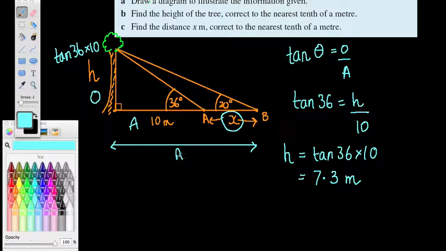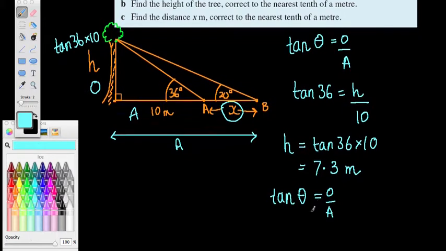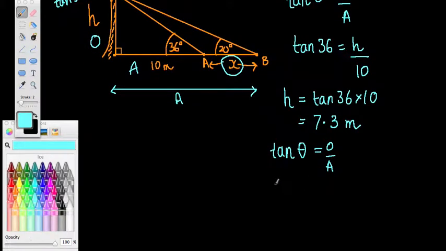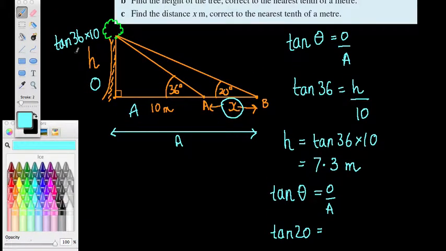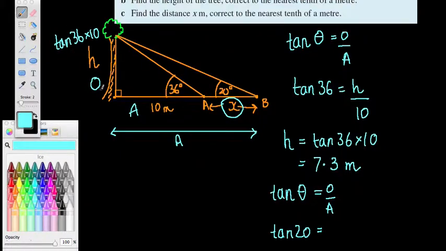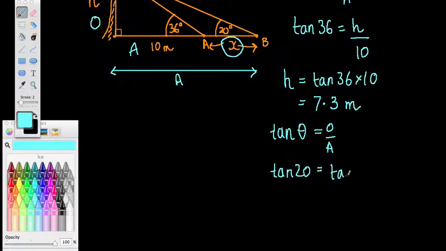It is the adjacent side, so we'll just label it as A again. Got O and A once more. So now, hopefully we'll have enough space for this. Tan 20 equals. My opposite side, I'm going to use the exact answer, not rounded. The reason is the approximation won't be as good if I use a rounded answer. So I'm going to use the exact answer. Tan 36 times 10 is my opposite side.